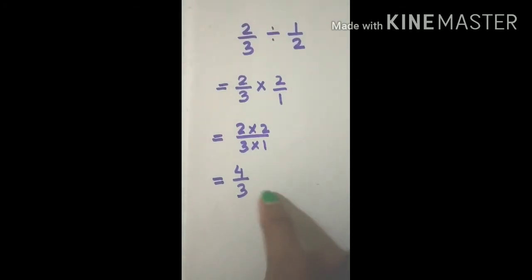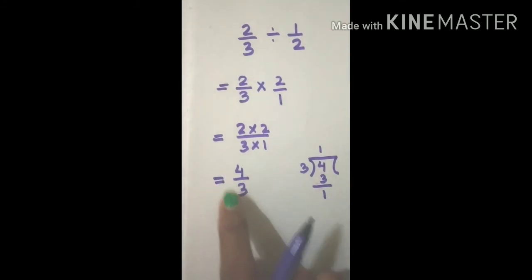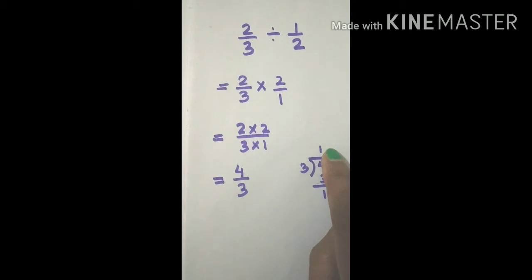Now students, observe the numerator and the denominator carefully. The numerator is greater than the denominator. That means it is an improper fraction. So what we have to do is, we will be converting this improper fraction into a mixed number. And in order to convert this improper fraction as a mixed number, we need to divide 4 by 3. So students, when we divide 4 by 3, we get 1 as the quotient and 1 as the remainder.